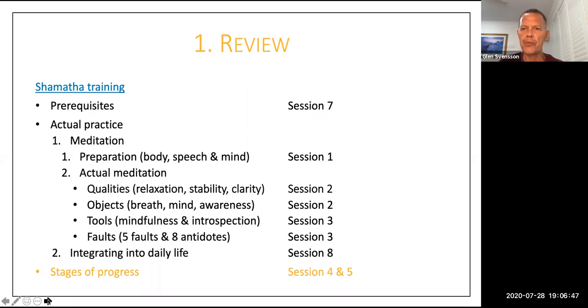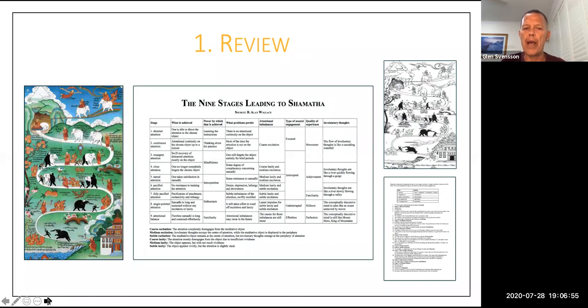And as I mentioned, stages of progress, we're looking at this classic model, this 9-stage model. So let's have a look at that and review some of the main points that we covered in the last session. So the material we're using for this discussion, there are 3 bits of material. There's a nice color diagram of the 9 stages to shamatha. Then there's a chart that has a lot of information about the main points at each one of these stages. And then also a black and white diagram with a translation of a lot of this information that we see written in Tibetan on the color diagram.